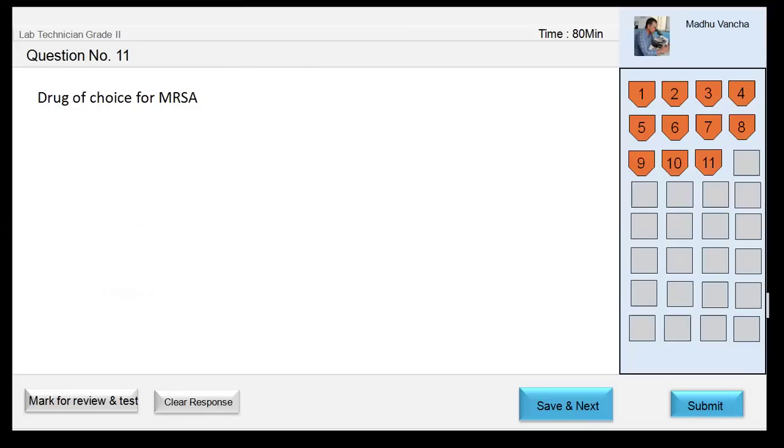Next question, drug of choice for MRSA. So what is meant by MRSA? Methicillin resistant Staphylococcus aureus. In case of MRSA infection, which drug is used? Option A, penicillin G. Option B, ceftriaxone. Option C, vancomycin. Option D, cefazolin. Here the right answer is option C, vancomycin. So vancomycin is the drug of choice for MRSA. So in case of methicillin resistant Staphylococcus aureus, we use vancomycin as a drug of choice.